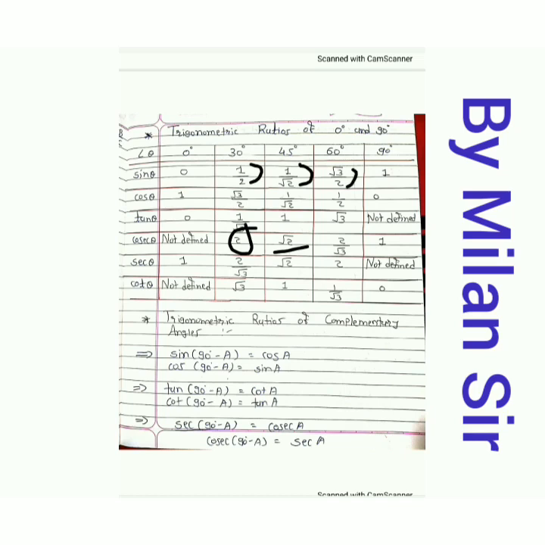Now under root 3 by 2. Change the numerator and denominator. 2 by under root 3. And here in 90 degree you can write 1 by 1. Now change the denominator and numerator. So again you get 1 by 1. That is 1. Right?